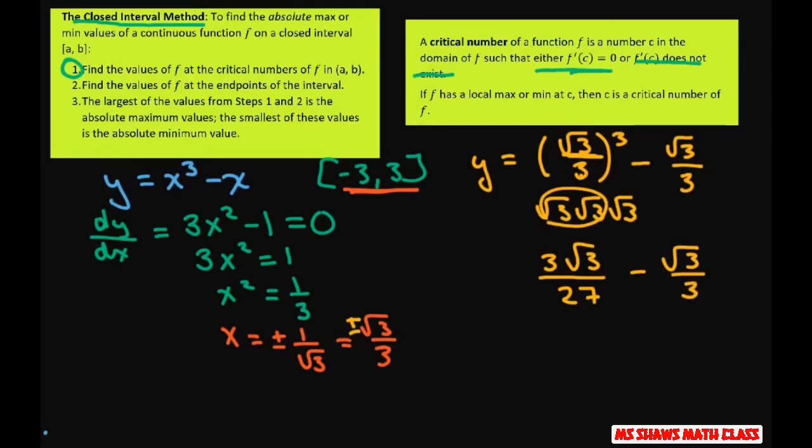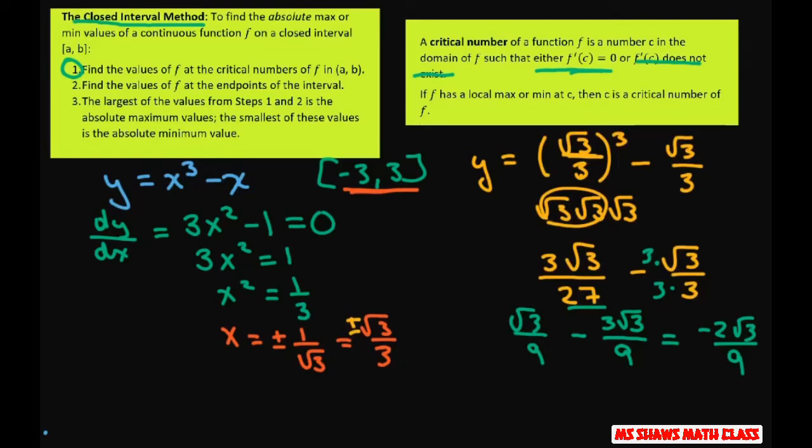All right. Now, this can be reduced to square root of 3 divided by 9 minus, and I want this to be a 9 too, so I'm multiplying the numerator and the denominator by 3. So this would be 3 square root of 3. And when you subtract, you get -2 square root of 3 divided by 9.